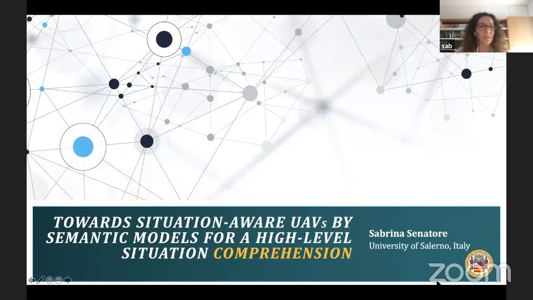The goal of this presentation is to present the UAV, unmanned aerial vehicle. In particular, I want to introduce how semantic web technologies can support the UAV, or in general a sensing device, in their task.